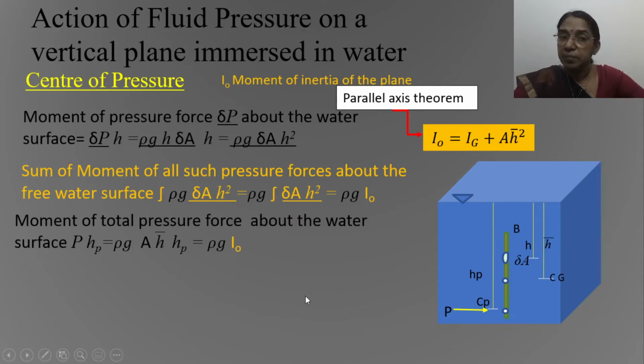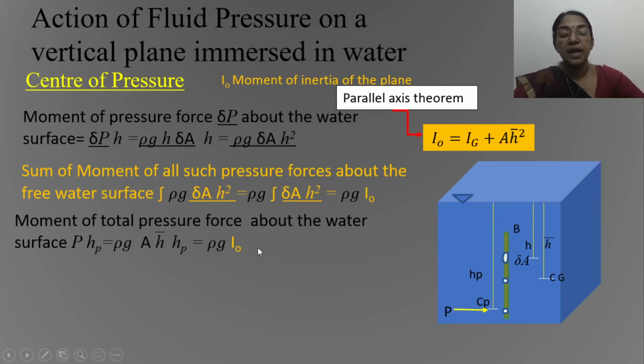We have learned previously that total pressure force equals rho G into A into H bar, where A is the total area of the plane and H bar is the distance of the center of gravity with respect to the free surface. So the moment of total pressure force about the water surface equals rho G into H bar into HP, and it is equal to the sum of the moments of all such pressure forces about the free water surface, that is rho G into I naught.